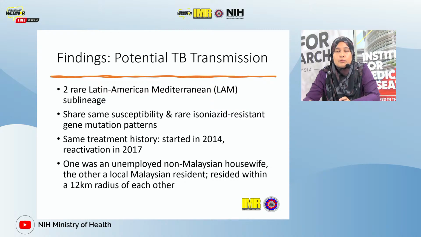They also have the same treatment history. They started treatment in 2014, finished their medication, and had reactivation of TB in 2017. One was an unemployed non-Malaysian housewife, while the other was a local Malaysian resident, resided within a 12-kilometer radius of each other. So this is an example of how whole genome sequencing can point towards transmission investigation.